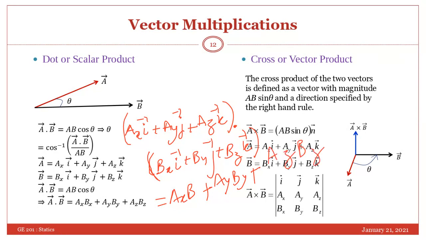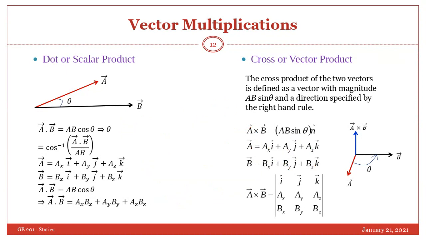So your answer will be AX BX plus AY BY plus AZ BZ, which is very, very simple to remember. So always remember, if you are going to multiply two vectors which are in component form, the dot multiplication will be simply AX BX plus AY BY plus AZ BZ. So it's very, very straightforward. Okay. So this is the answer.